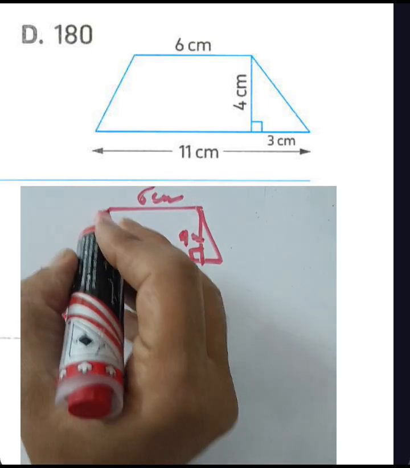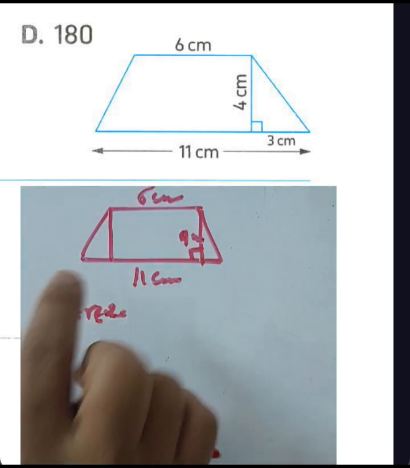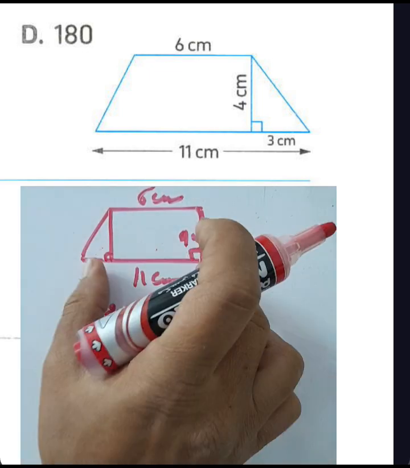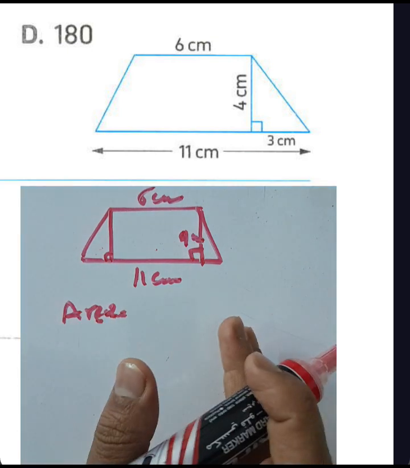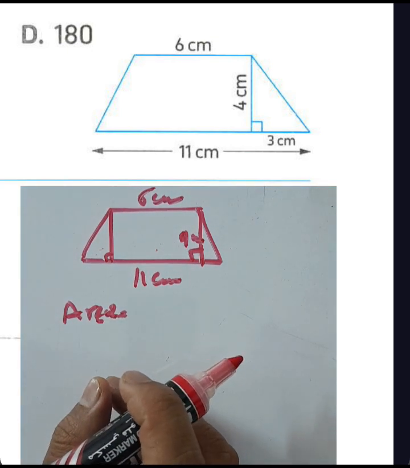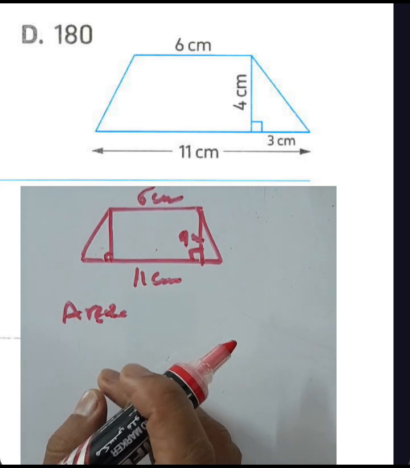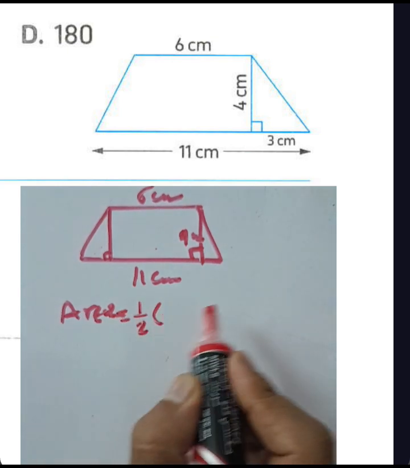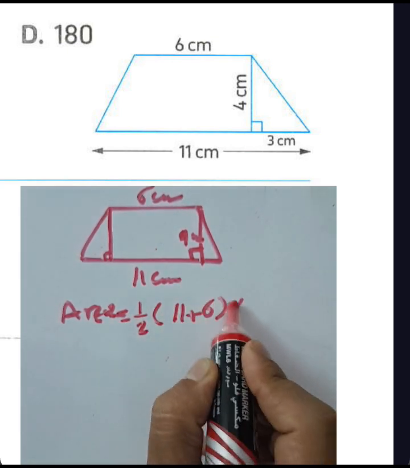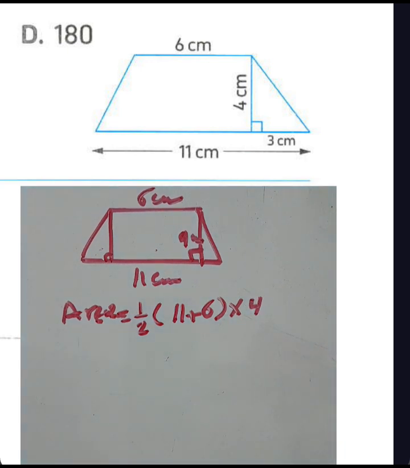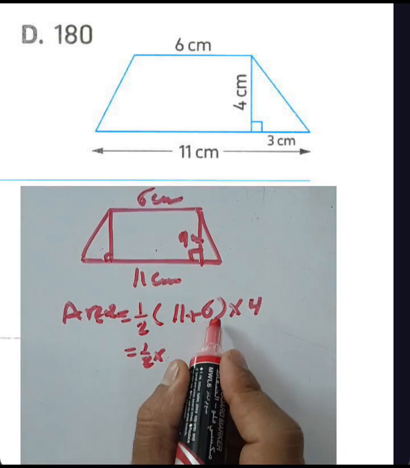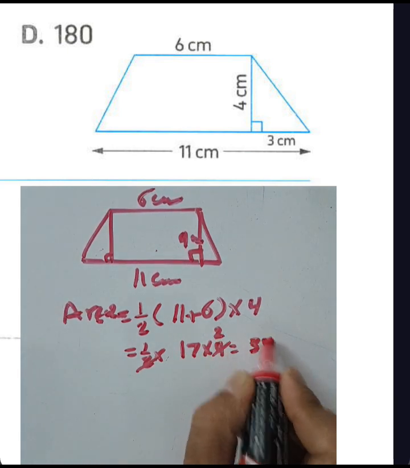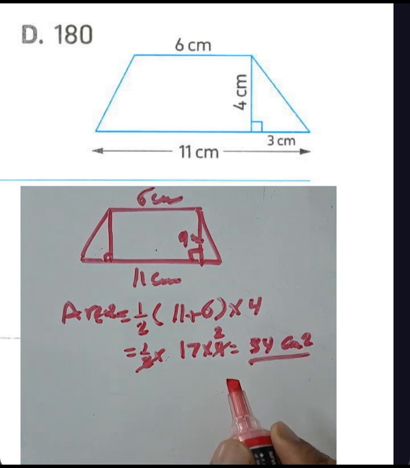First method, we can divide this trapezium into 3 figures: 1, 2, 3, 2 triangles and 1 rectangle, find the area of each one of them, and in the last step add the 3 results: area 1, area 2, area 3. Or we can solve the example by the easy method. Write half the sum of the two bases, times the height. Half times 11 plus 6 equals 17, times 4. Half of 4 equals 2. 2 times 17 equals 34 square centimeters.